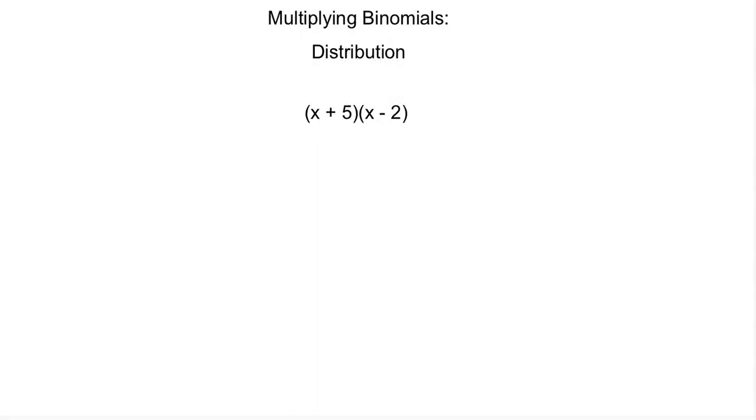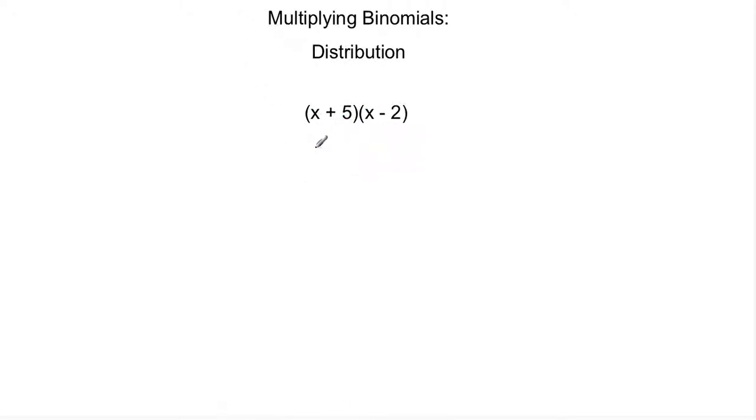All right, so we're going to be multiplying binomials. A binomial is nothing more than a group of two terms. So a term is something that's separated by plus signs or minus signs. So here we can see one term, one term, two terms. So in these parentheses are two binomials.